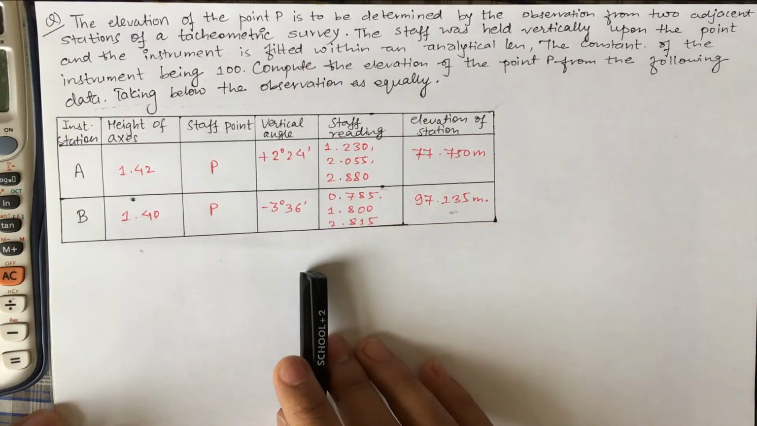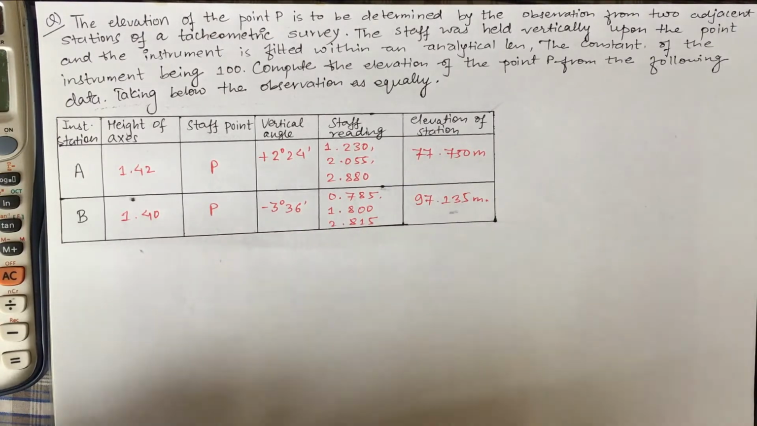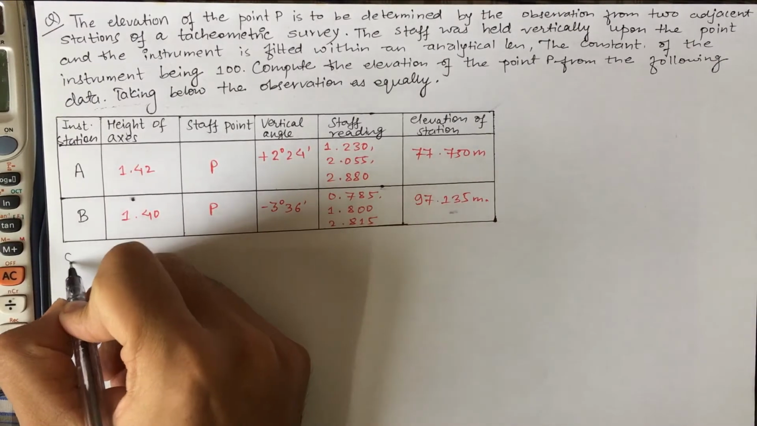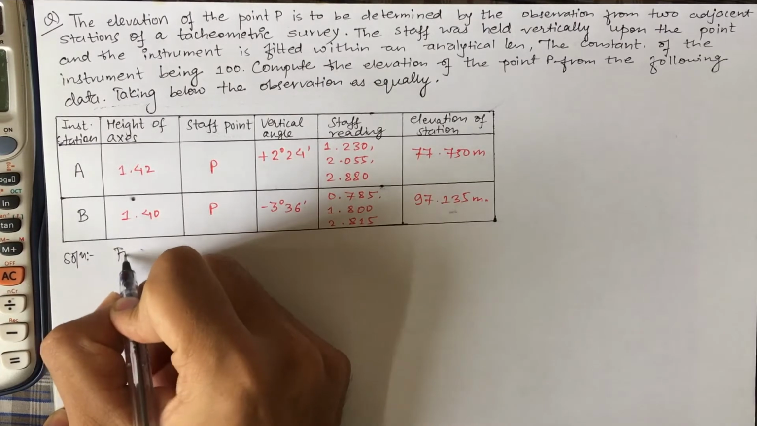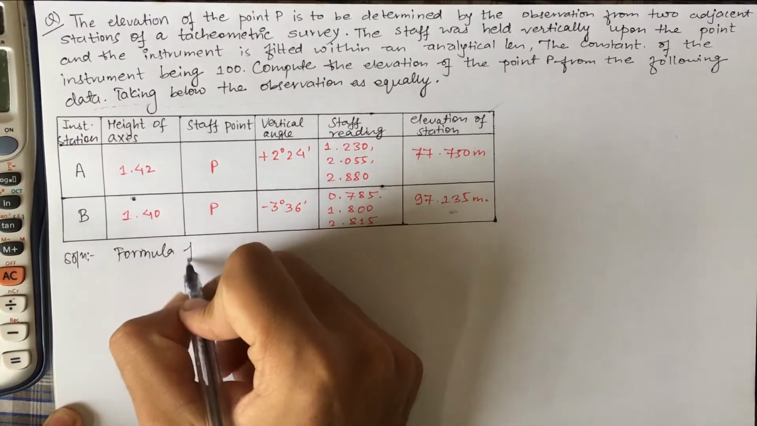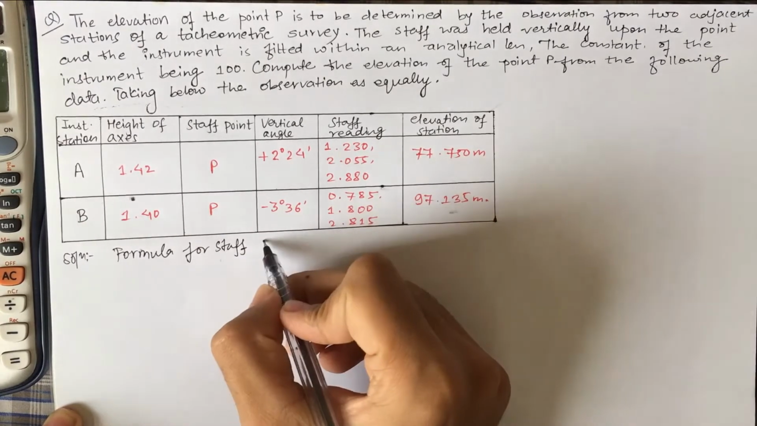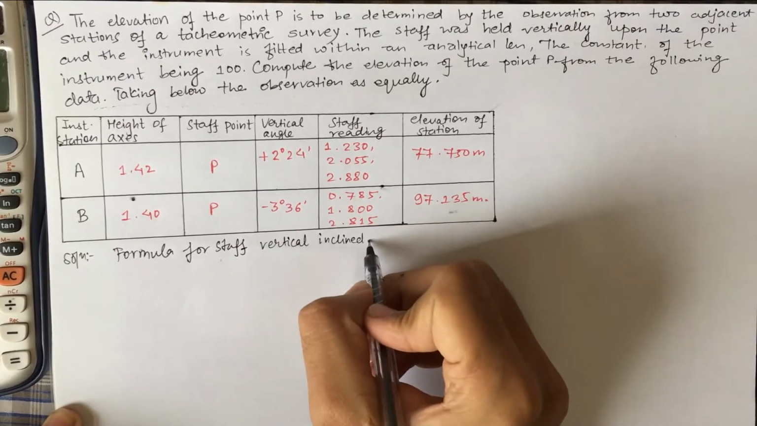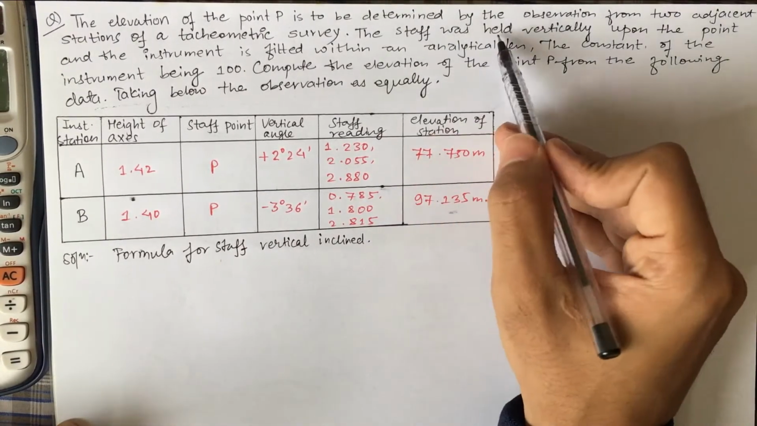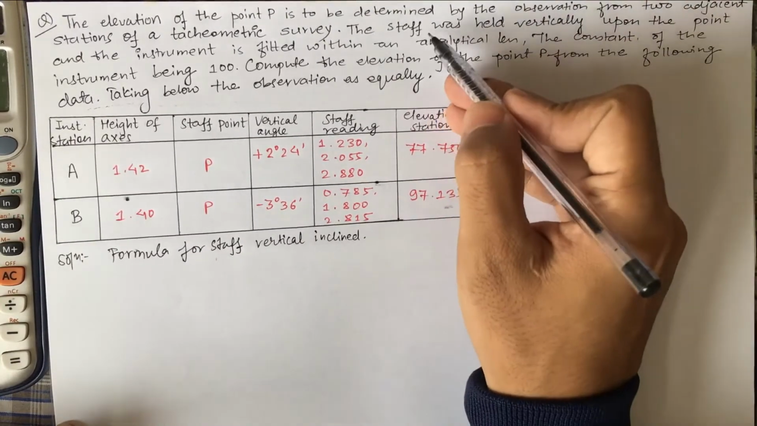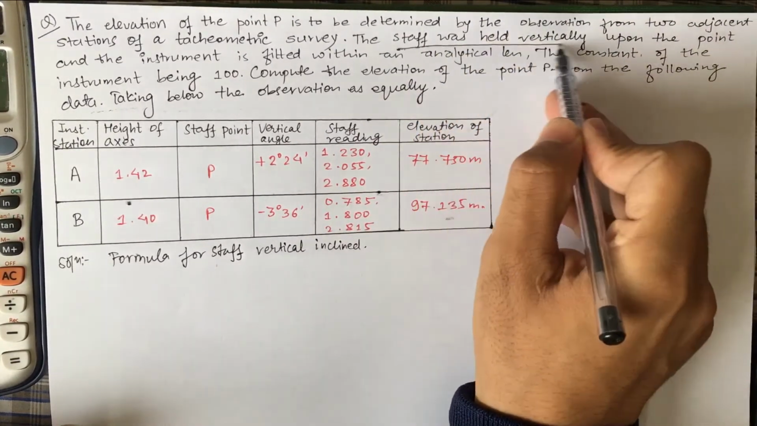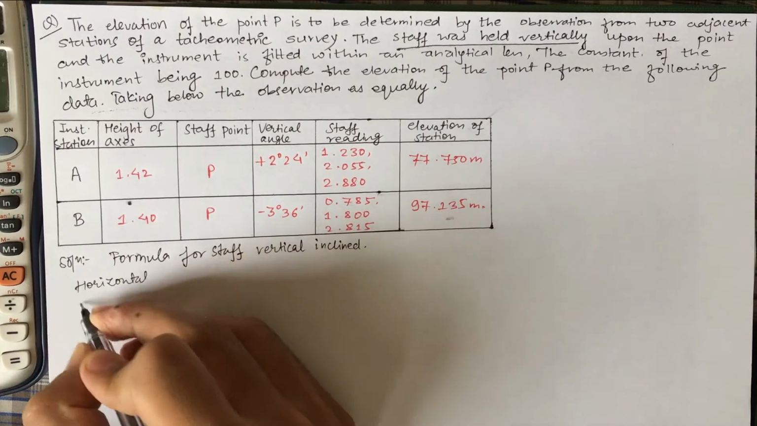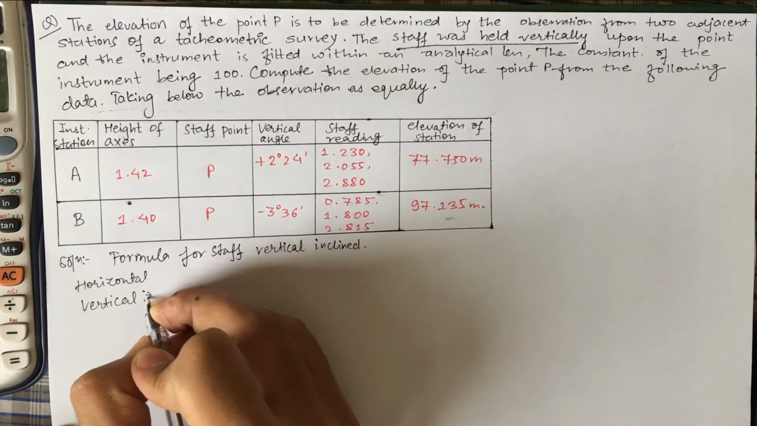So before solving the problem, let's write some formula, the formula for the staff vertical inclined. Since the staff was held vertically, we'll use this formula. We'll have horizontal and vertical formula. We have to apply this.